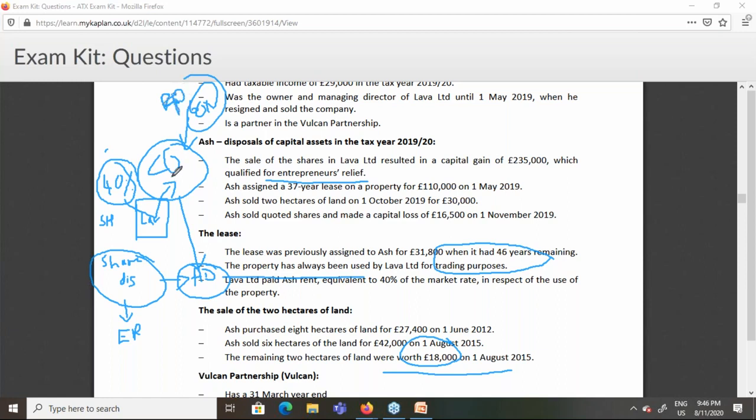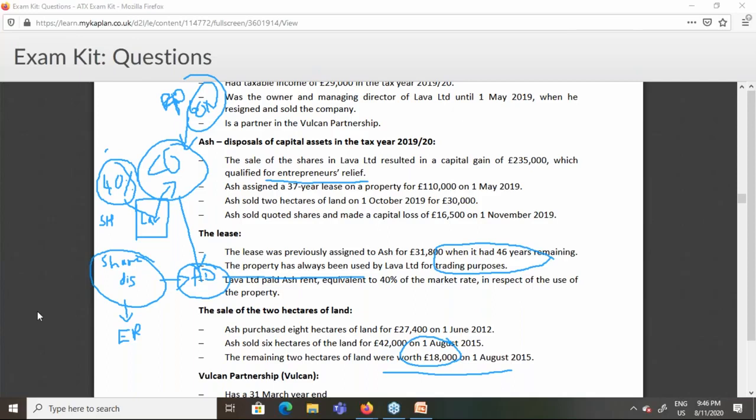If you did not charge any rent at all, then the whole chargeable gain would have qualified for entrepreneur's relief. But since you are charging 40% rent of the commercial rent available in the market, on that 40% of the chargeable gain, entrepreneur's relief is not available. But on the balance 60%, you can claim the entrepreneur's relief. So this is how it works in this situation.